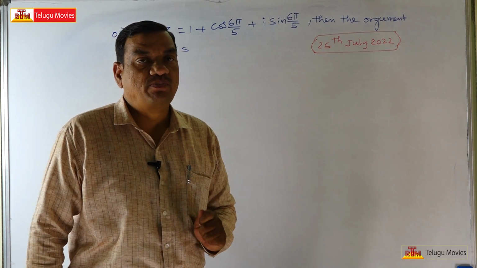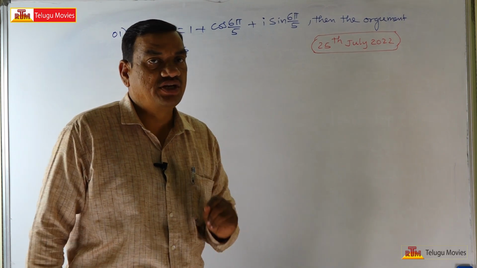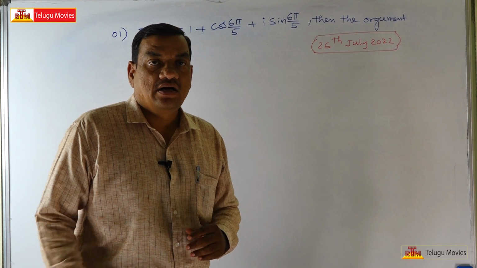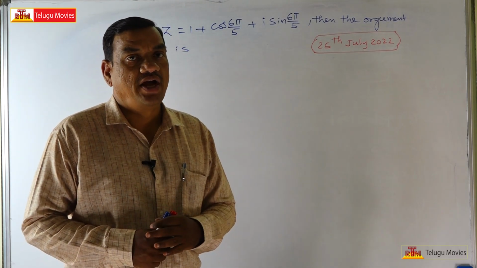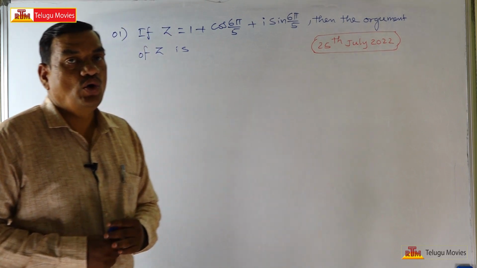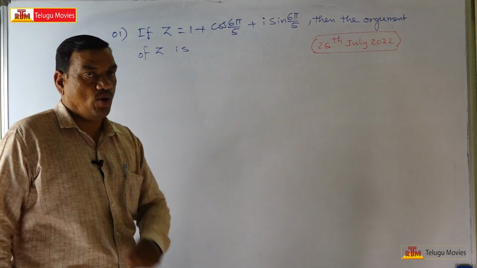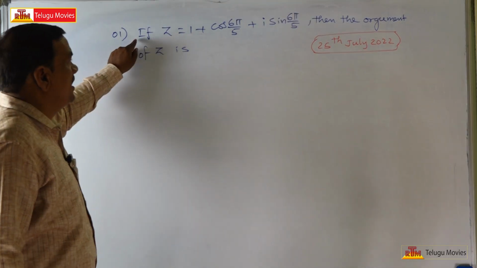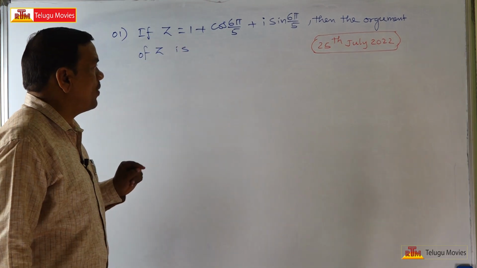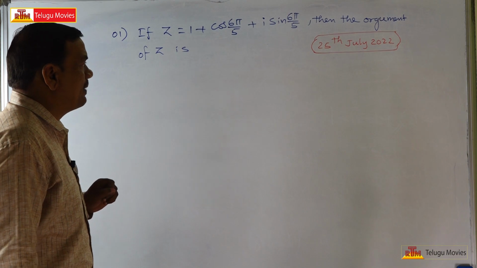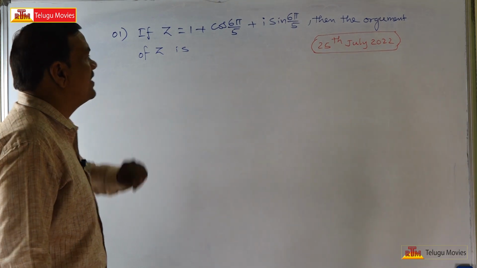Today I am going to explain a few problems which were given in the recently completed JEE Mains examinations. Okay, right. So let us see the first problem. The first problem is: if Z is equal to 1 plus cos 6π/5 plus i sin 6π/5, then the argument of Z is?